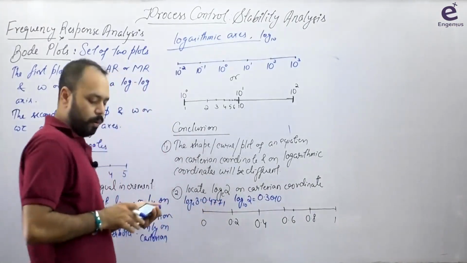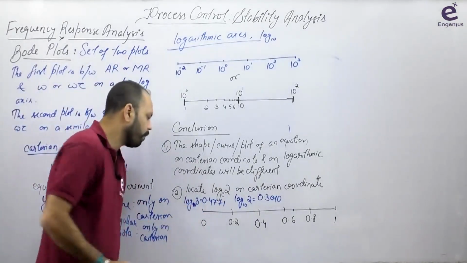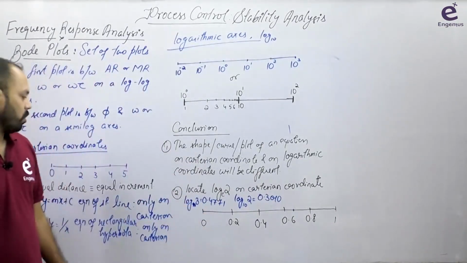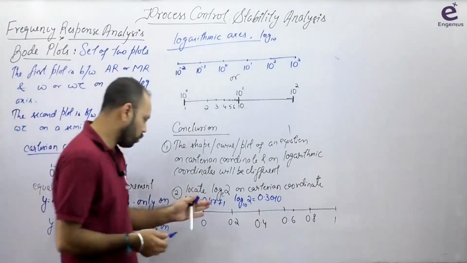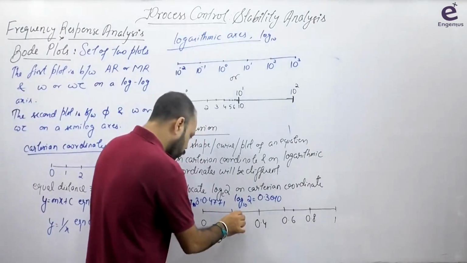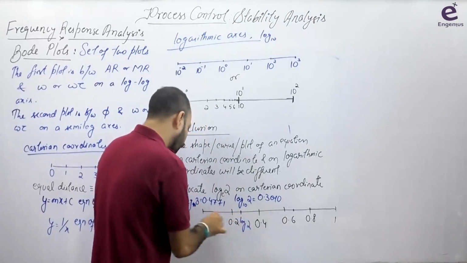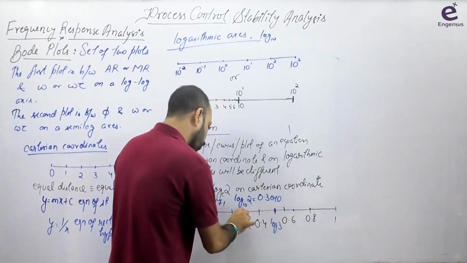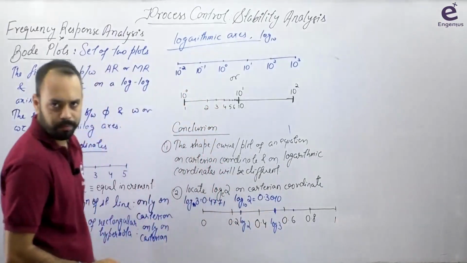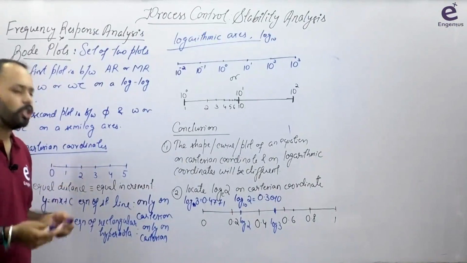Suppose I ask you that plot log 2 and plot log 3. This is also to the base 10. On this Cartesian system, first of all, what you are going to do, you will calculate log 2 and log 3. That log 2 is equal to 0.30. So this value is equal to log 2 and log 3 is equal to 0.47. So somewhere here, this value is equal to log 3. So I plotted log 3 and log 2. Correct? This is how you plot log 3 and log 2 on the Cartesian coordinate.